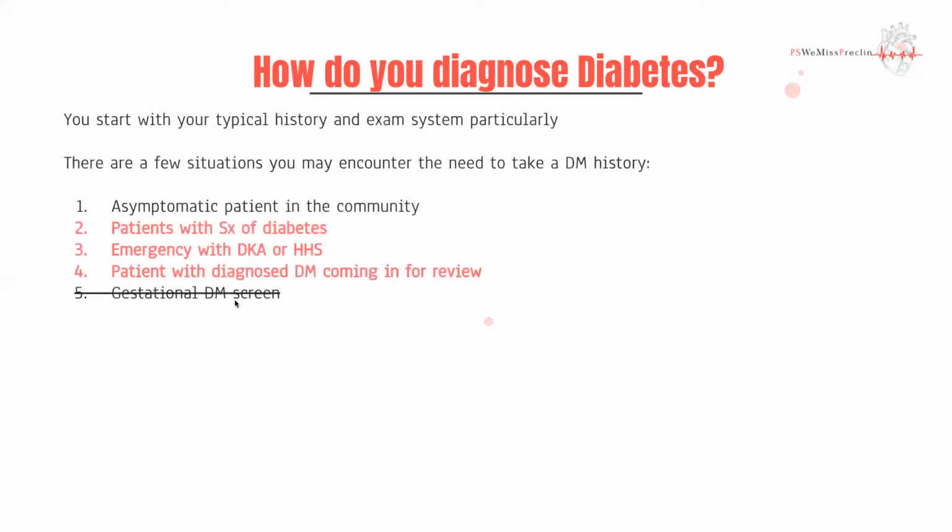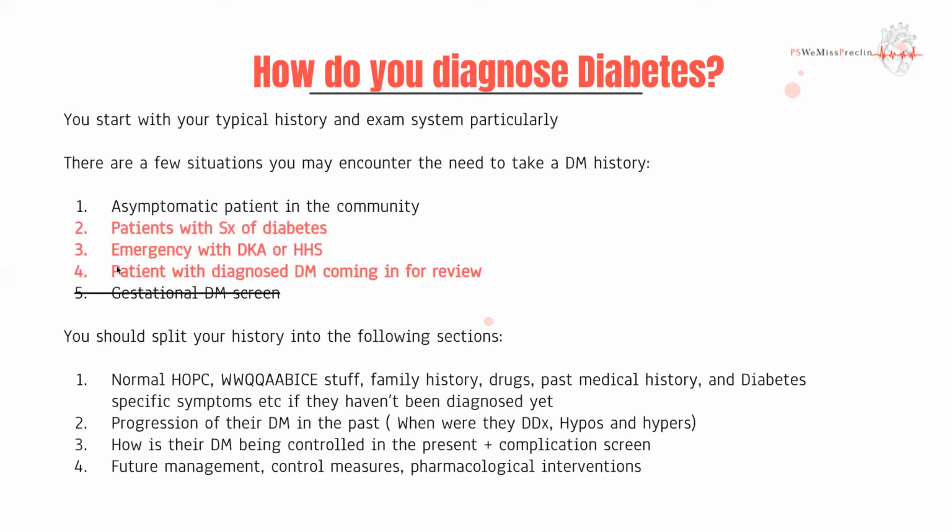The most common ones I'd expect you to be asked at this level would be 2, 3, and 4. Gestational diabetes is obviously not part of your curriculum at this moment, and asymptomatic patients, unlikely you're going to be asked. So you need to know these 3 really well.